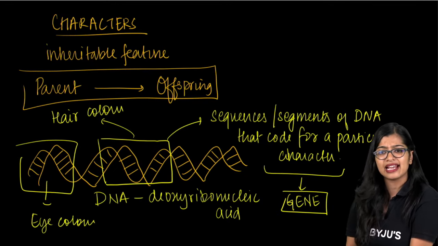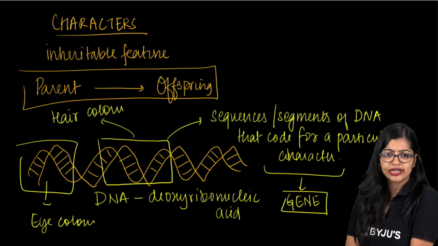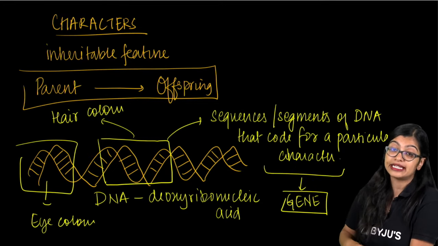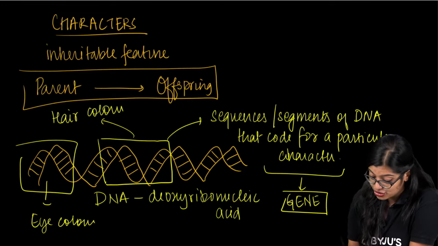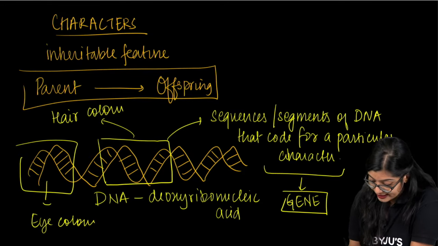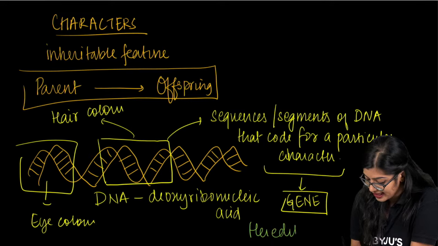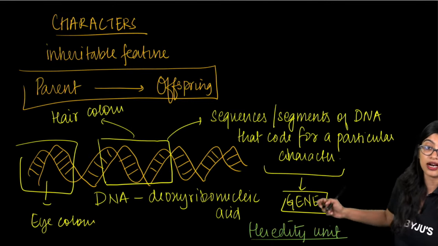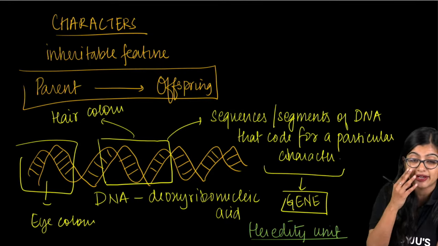Define DNA. DNA is genetic material in our body, which has all of it. It is the heredity material, yes. And as a matter of fact, we say that gene is also the heredity unit, right? So we say that it is the heredity unit. So when I say heredity is transmission of characters, this is what we mean by it.